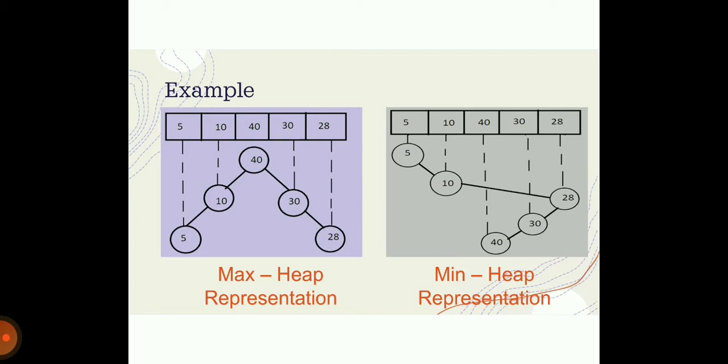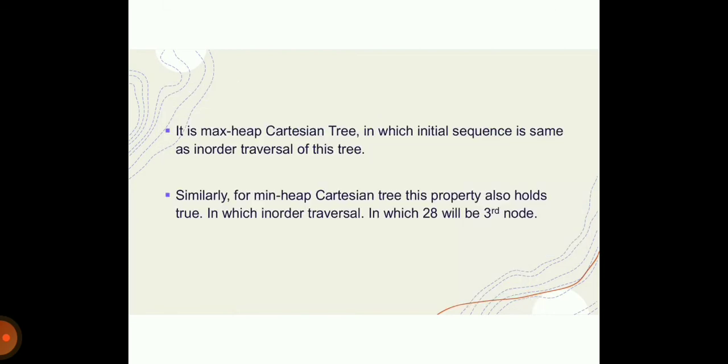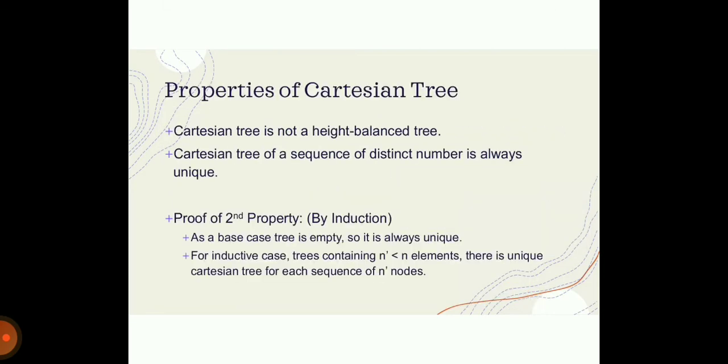Now we will look towards the basic properties or some other properties of Cartesian tree. So Cartesian tree is a not height balanced tree. Means Cartesian tree is not like AVL tree in which after every insertion we have to balance the height. And Cartesian tree of a sequence of distinct numbers is always unique.